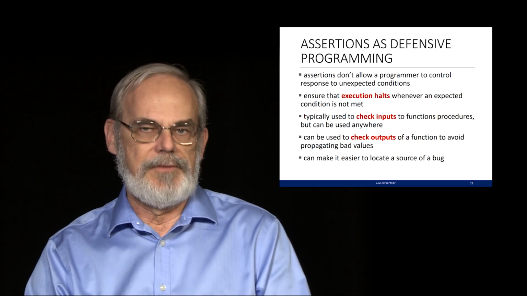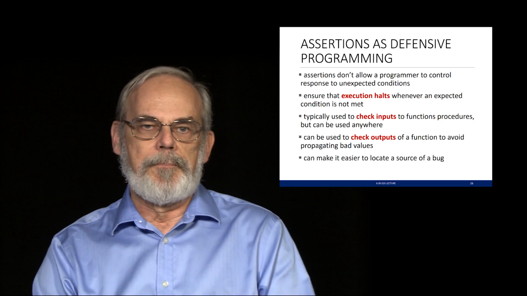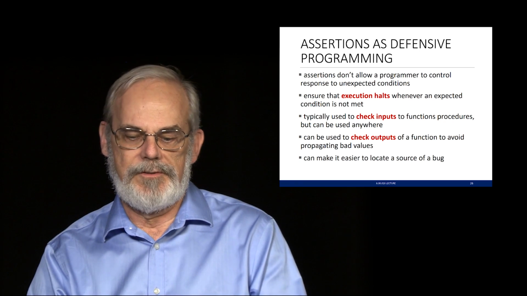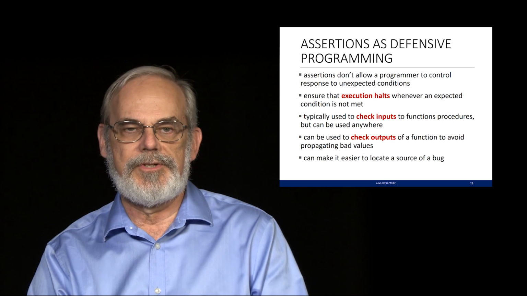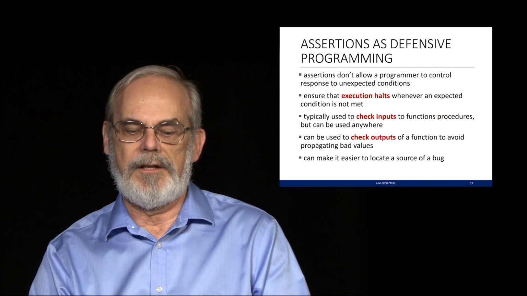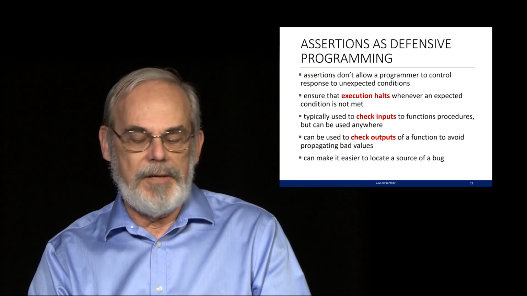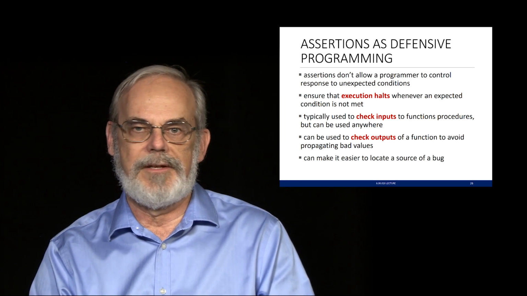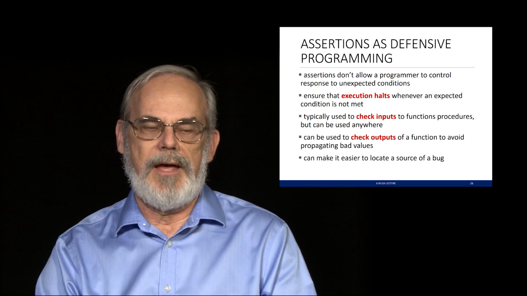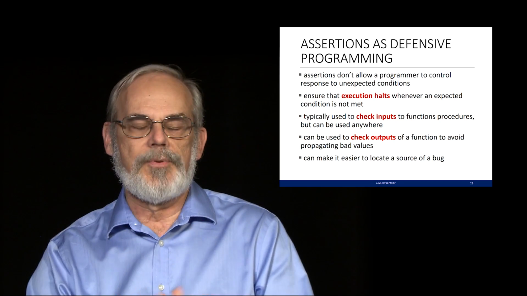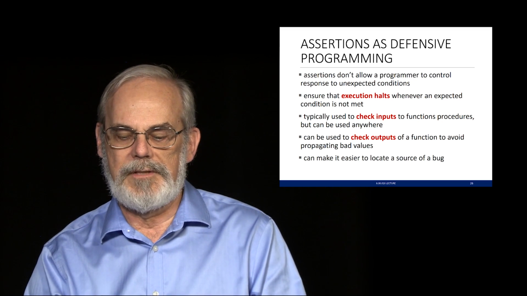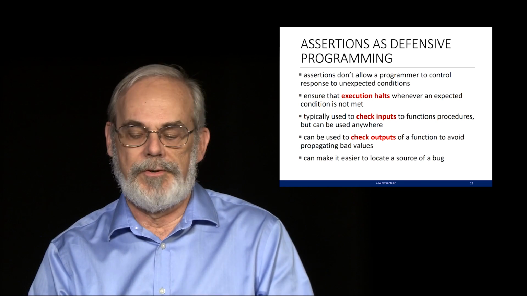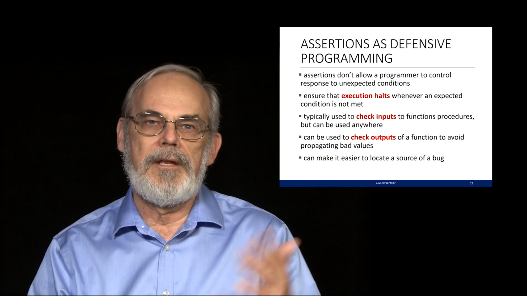So assertions are a good way of dealing with defensive programming. What are the properties of assertions? First of all, assertions don't allow a programmer to control the response to unexpected conditions. It simply ensures that execution halts whenever an expected condition is not met. Typically, we use it to check inputs. It's the standard place to do it. And you'll see in good programming often every function or every critical function will have an assertion at the beginning saying, here's what I expect in terms of the form of the input. If I want to be really careful, I could actually use it to check outputs before I return a value from the function to avoid propagating bad values.